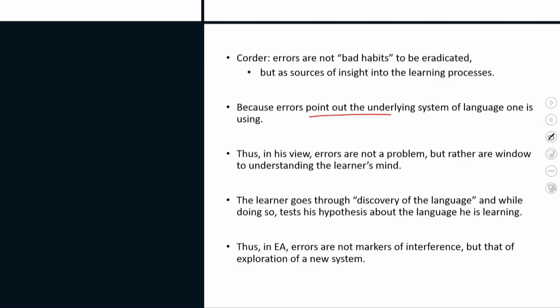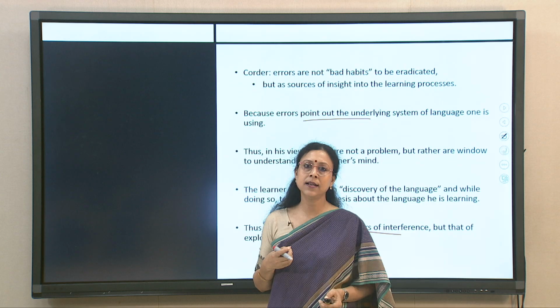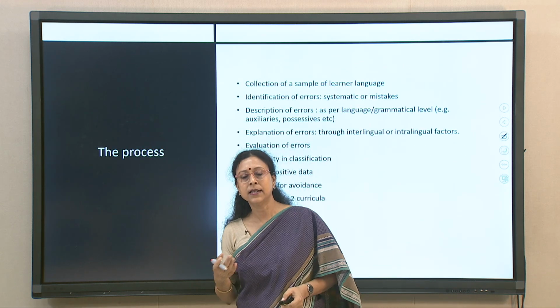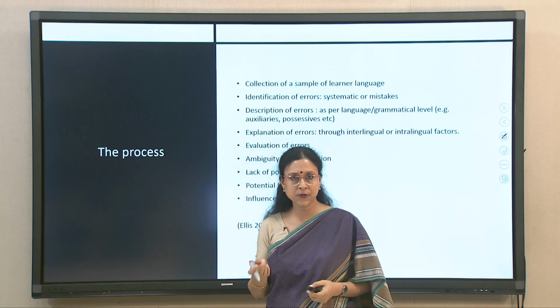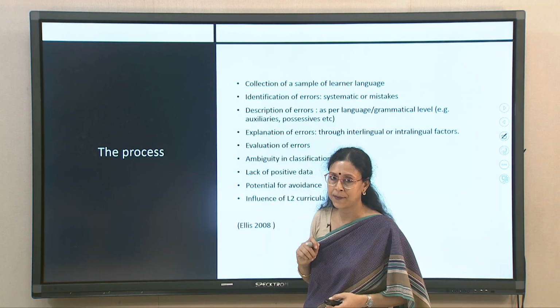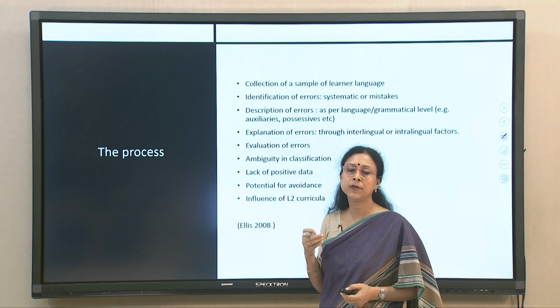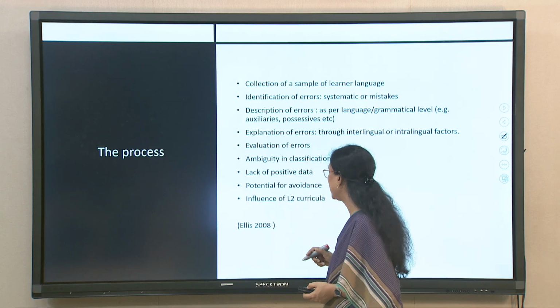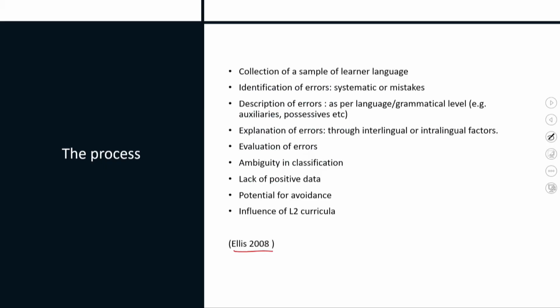So, errors in this case are not markers of interference, because in CA the idea was that errors happen because the L1 is trying to interfere with the L2 structures, and hence you have a problem, you have errors as an output. But here the idea is not interference, but how the person is trying to figure out the entire thing, how L2 learning is actually following certain underlying rules, and we will be able to know what those rules are from the errors that they make. That is the idea. Ellis lists the entire process.